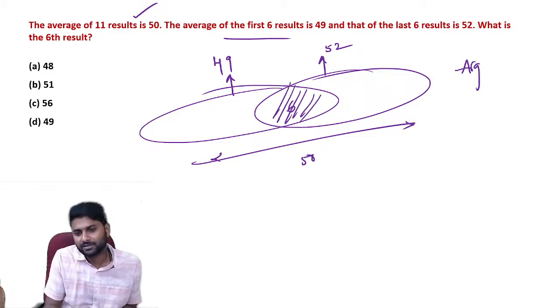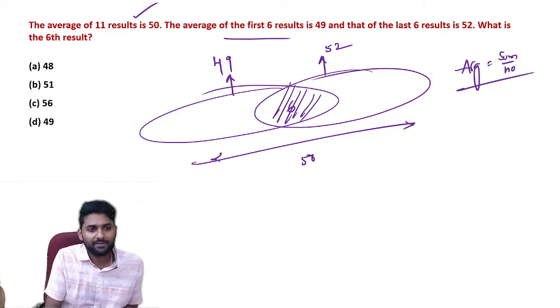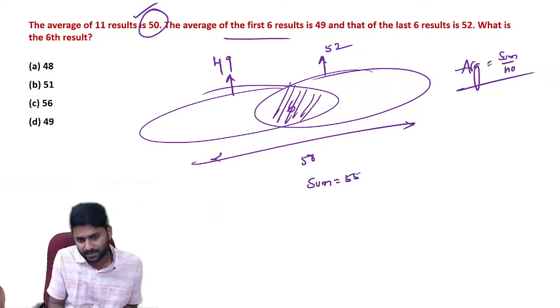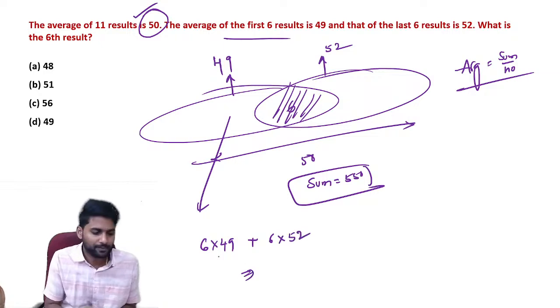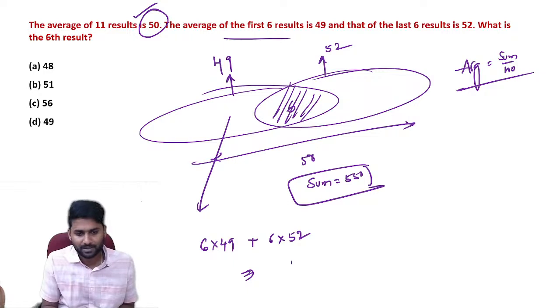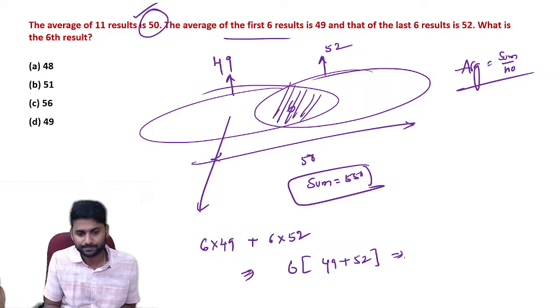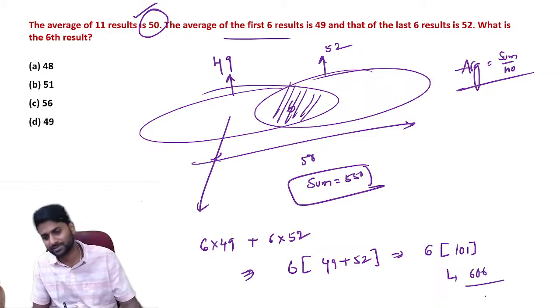If you observe the average concept, average is all about sum divided by number. The average of 11 results is 50, so the sum is 550. What is the sum of these 6 results? 6 into 49. And the next 6 is 6 into 52. And the sixth result is common. So 6 is common, 49 plus 52 is 101. So 6 into 101. If you go through that multiplication, the value is 606.